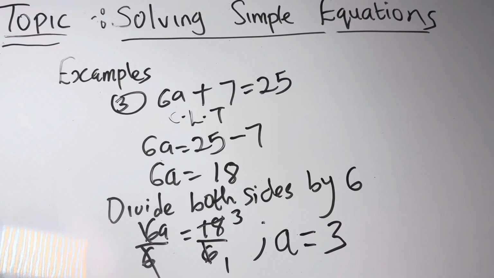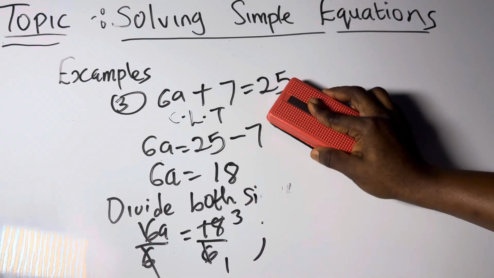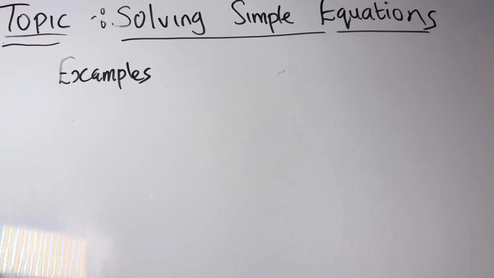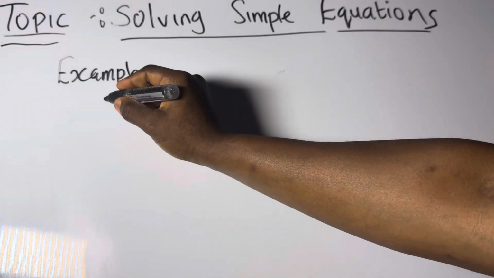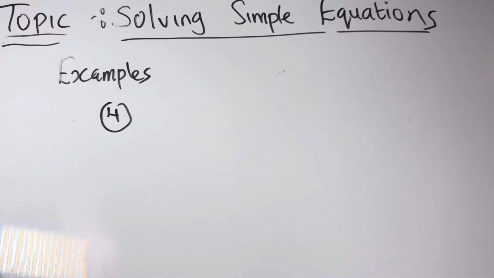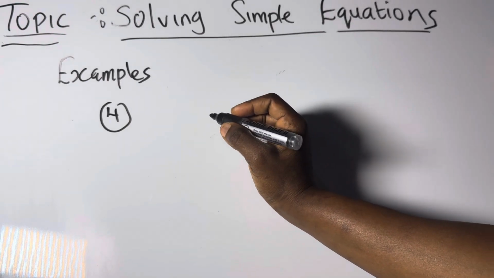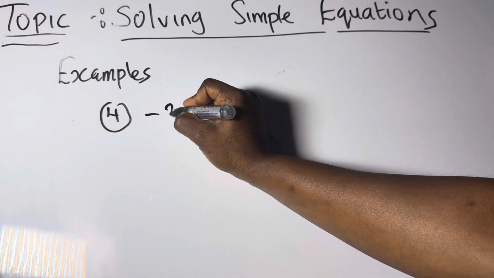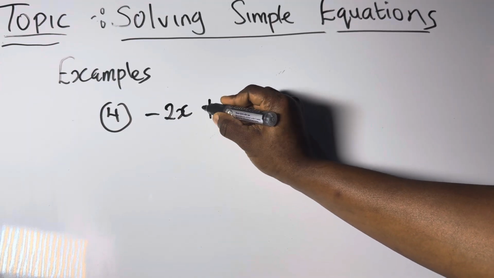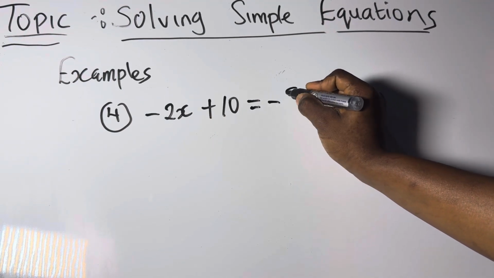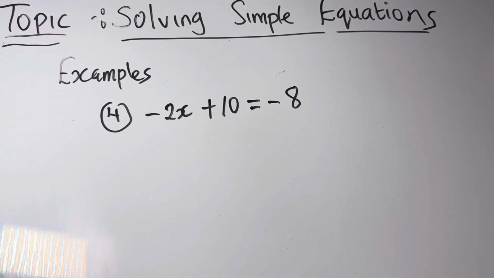Example 4: minus 2x plus 10 equals minus 8. Minus 2x plus 10 equals minus 8.